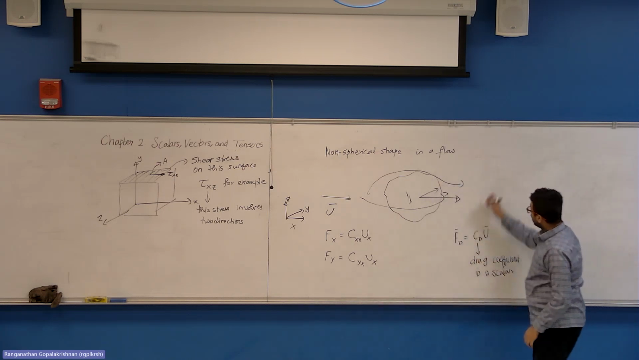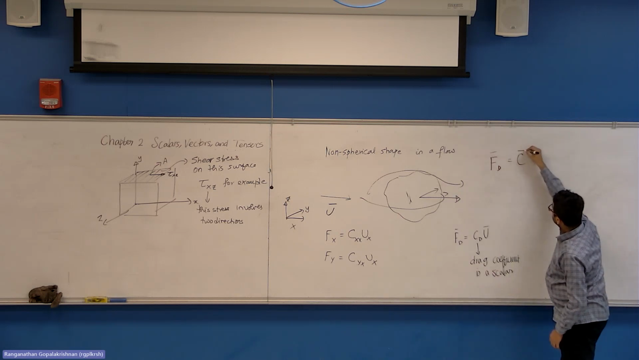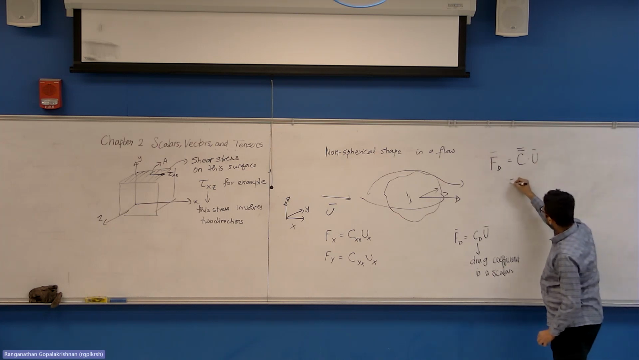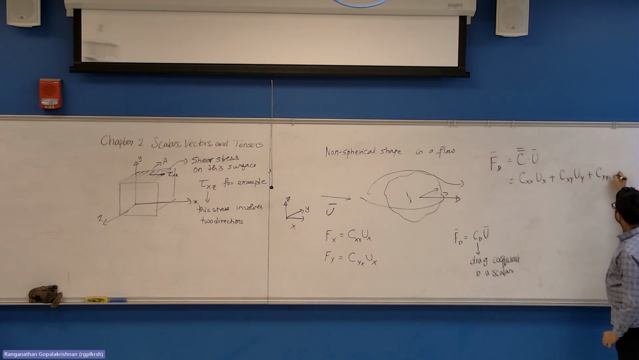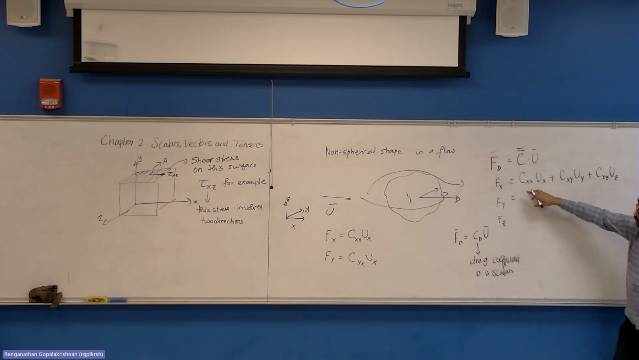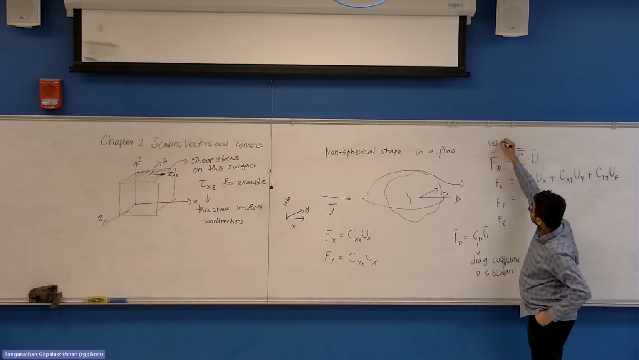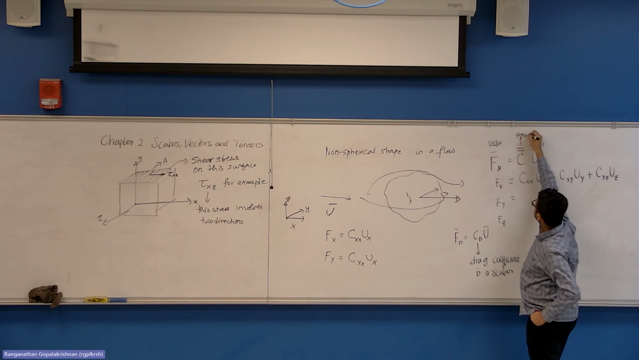So I can rewrite this and say the drag force is this time a drag coefficient tensor dot velocity, which I can expand as cxx ux plus cxy uy plus cxz uz. This is fx, fy, fz. So I can write a relation between different components of a vector and another vector. Remember, this is a vector, this is a vector, and here is a tensor that is connecting the two vectors.